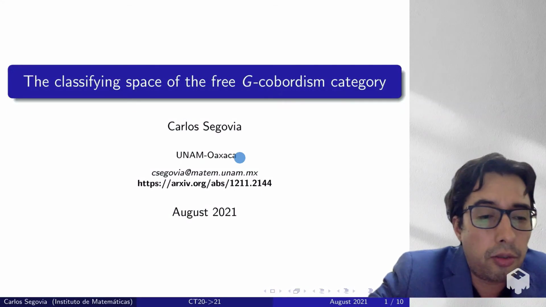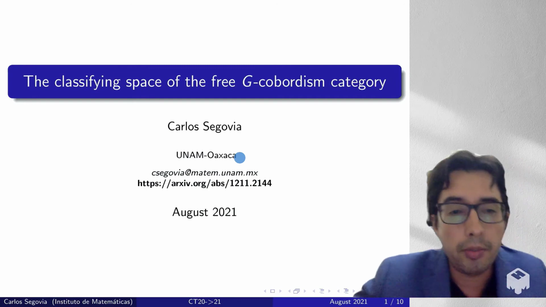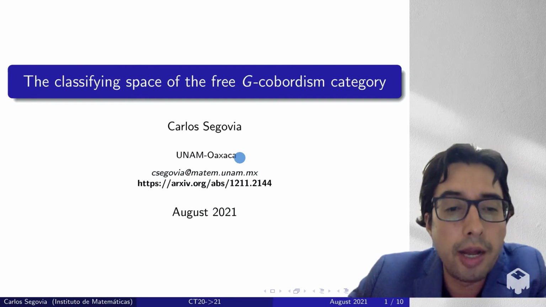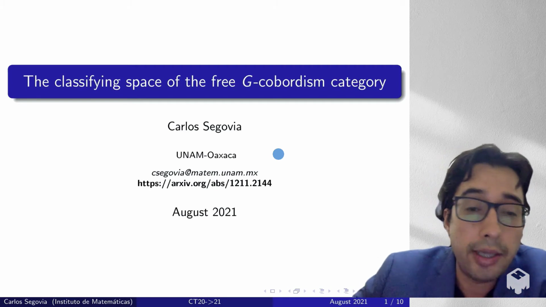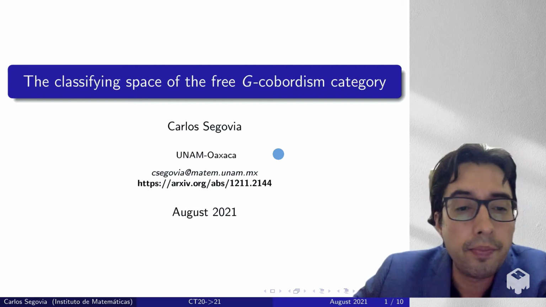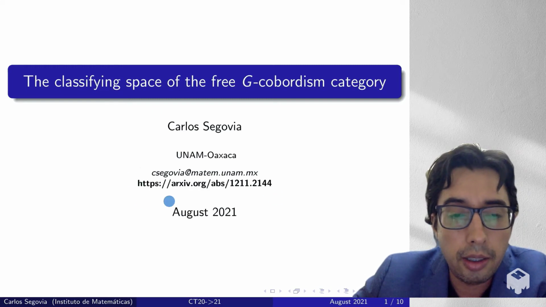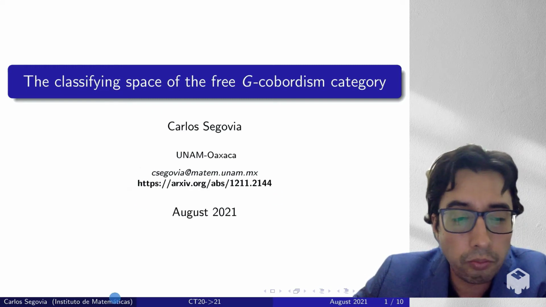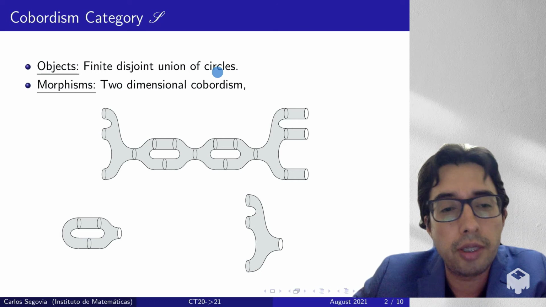It is a pleasure to be in this International Congress on Category Theory. My name is Carlos Segovia from UNAM-Oaxaca in Mexico. I'm going to talk about the classifying space of the G-cobordism category, all the results you can find in this article on the arXiv. The cobordism category without the G has as objects finite disjoint unions of circles.